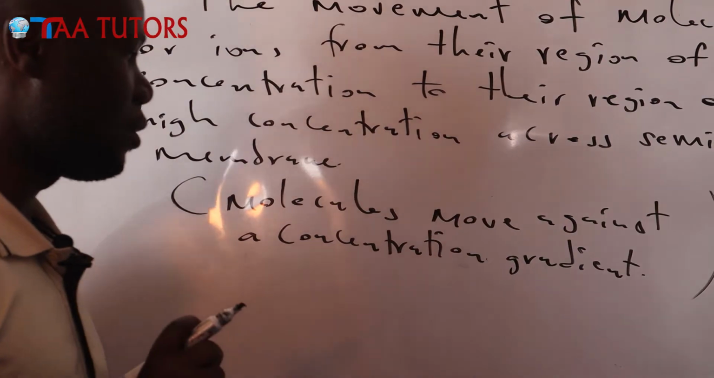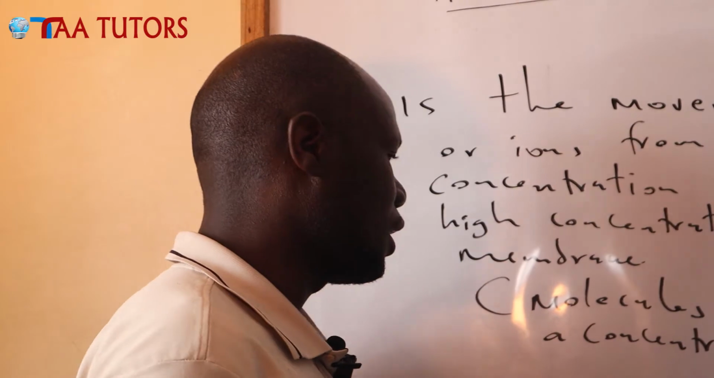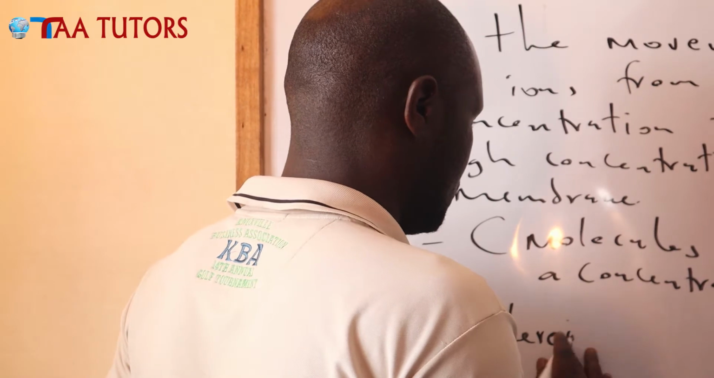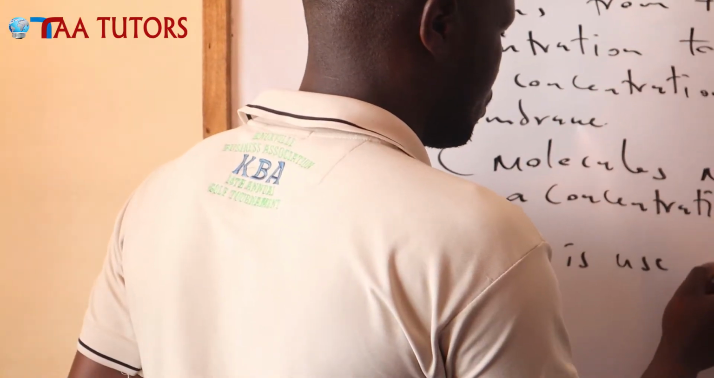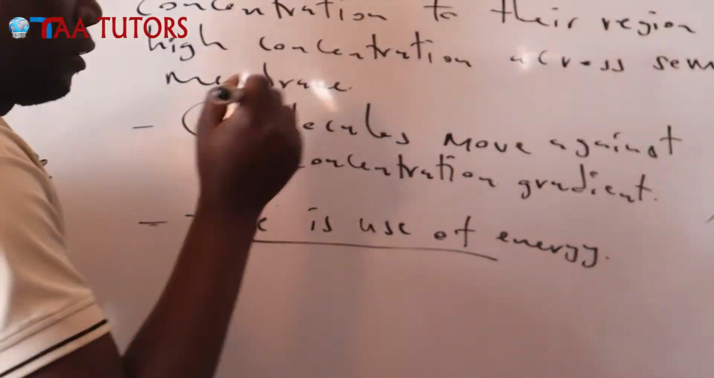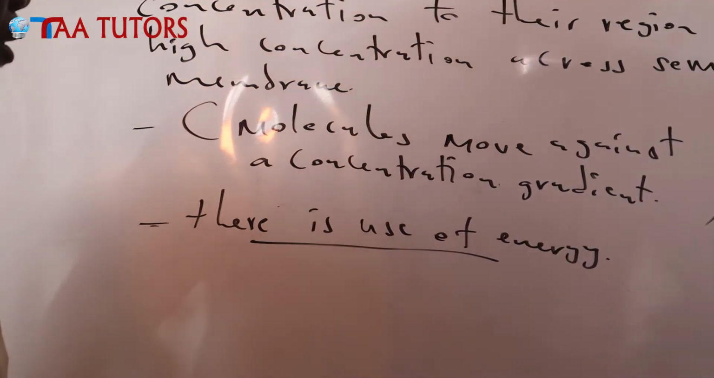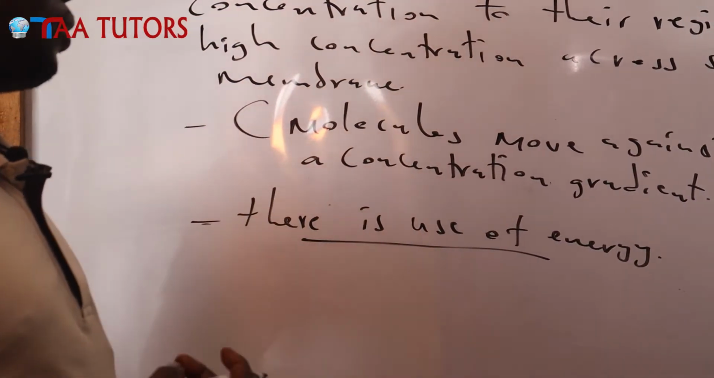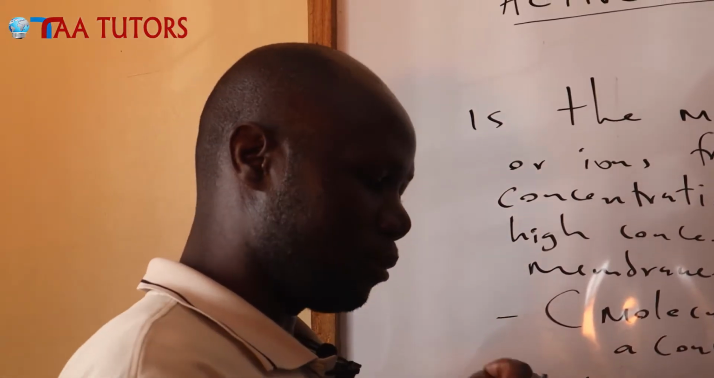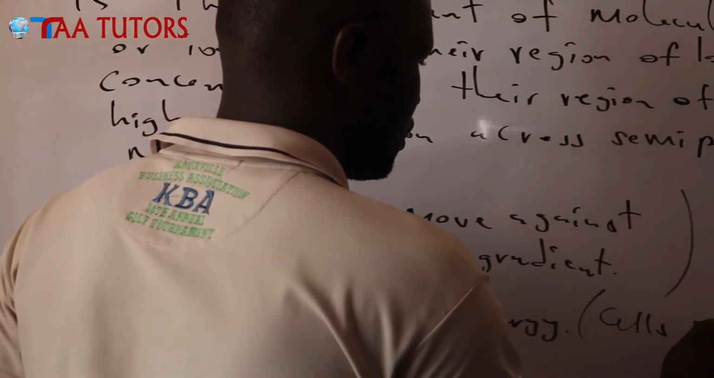Now, when it happens that molecules are moving against a concentration gradient, it will therefore call for the use of energy. So this is the key thing, that for molecules to move against a concentration gradient, we are going to use energy, and this energy is generated within the cell. So we talk about cellular respiration having to take place here, so that we can get that energy. And in most cases, cells store energy.